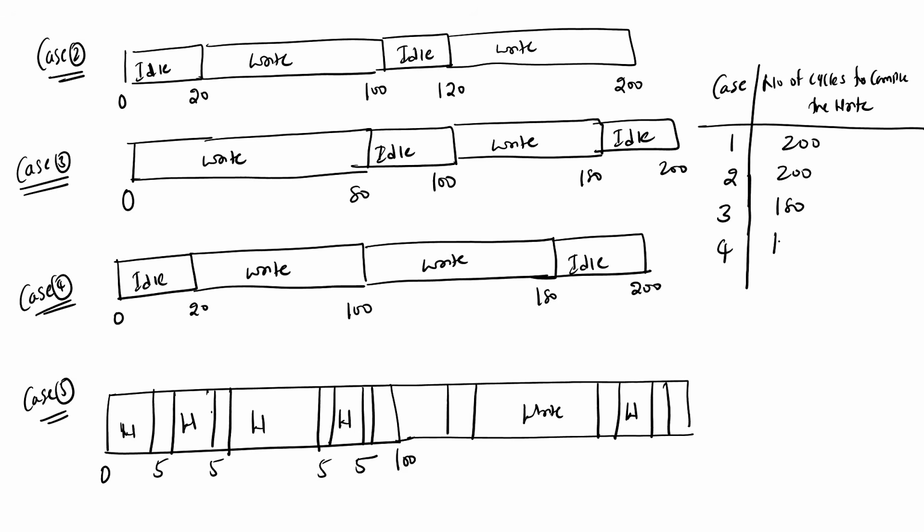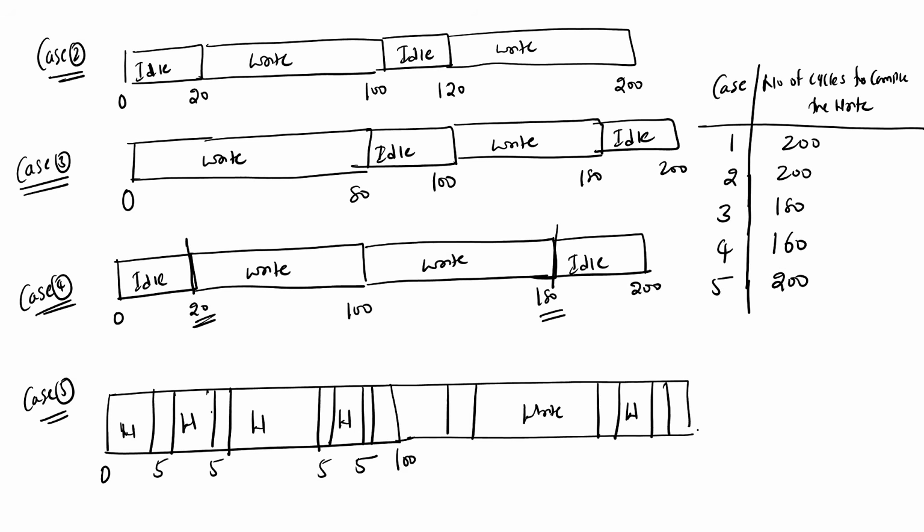180. 160, no? How come, sir? First is ideal cycle. Next is ideal cycle. 180 minus 20, how much? Oh, like this. Okay. 160, no? Okay. And case 5, this is 200 only.